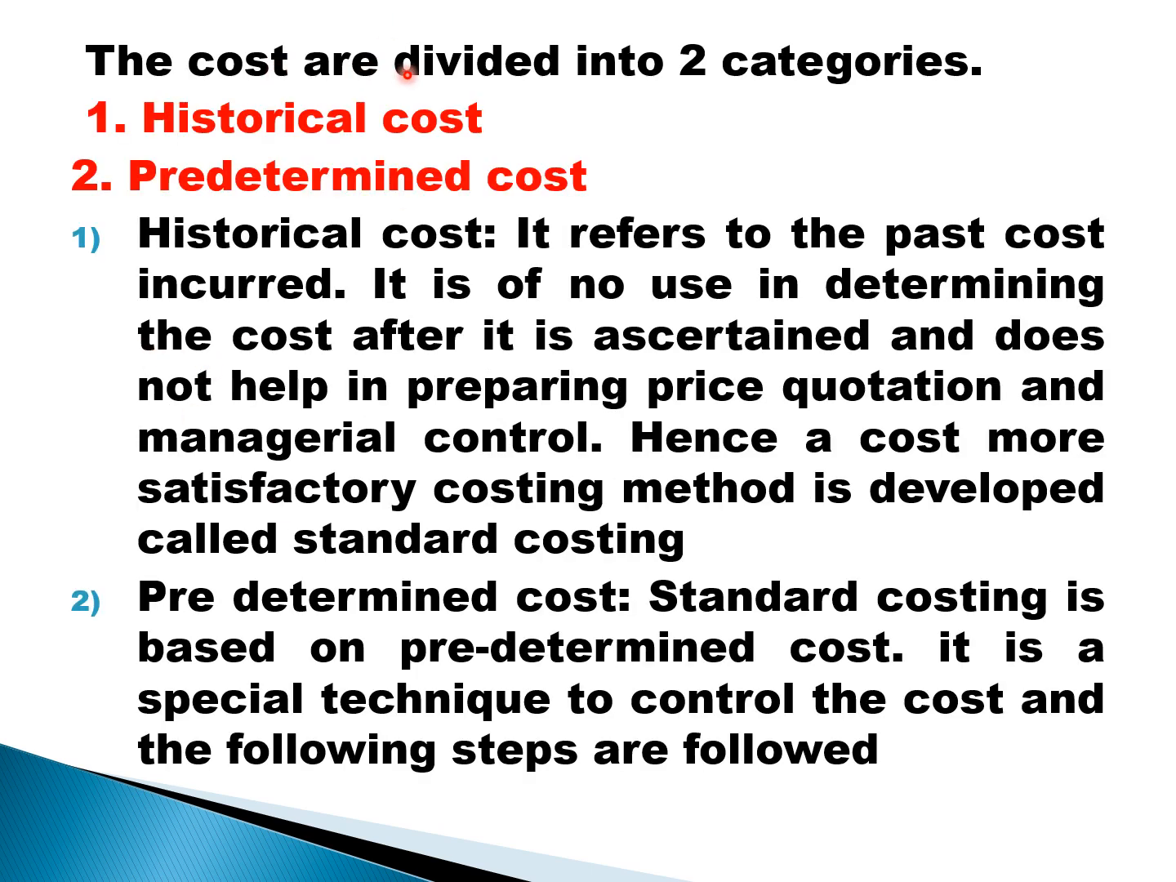The costs are divided into 2 categories: historical cost and predetermined cost. Historical cost refers to the past cost incurred. That is, the expenditure is already incurred, it is spent, and then you calculate. It is of no use in determining the cost after it is ascertained and does not help in preparing price quotation and managerial control. Hence, a more satisfactory costing method is developed called standard costing.